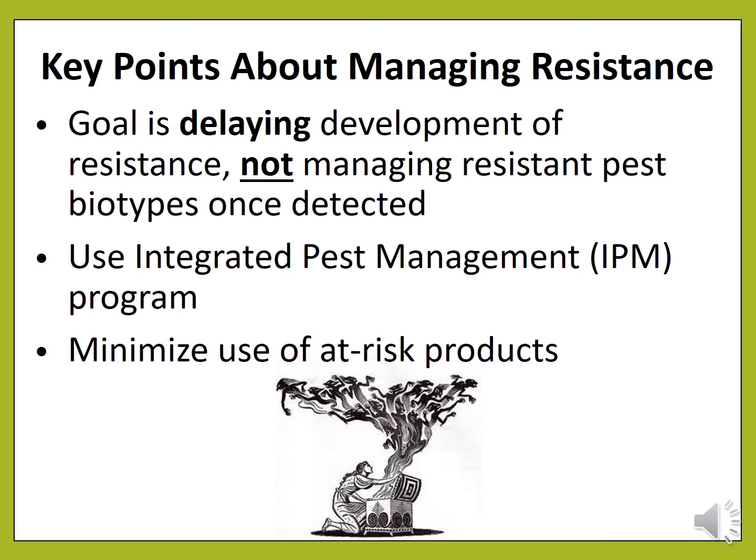Some key points about managing resistance. The goal is delaying the development of resistance, not managing resistant pest biotypes once they are detected. So once resistance exists, it's more difficult to manage than it is to use good practices to avoid the development of resistance in the first place. You should always be using integrated pest management programs on your farm, and you should, when at all possible, minimize the use of at-risk products.